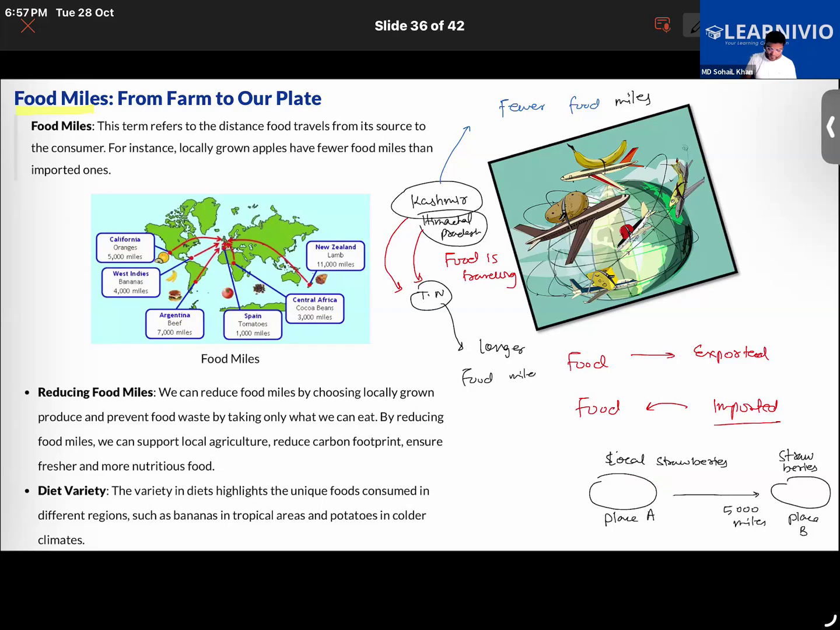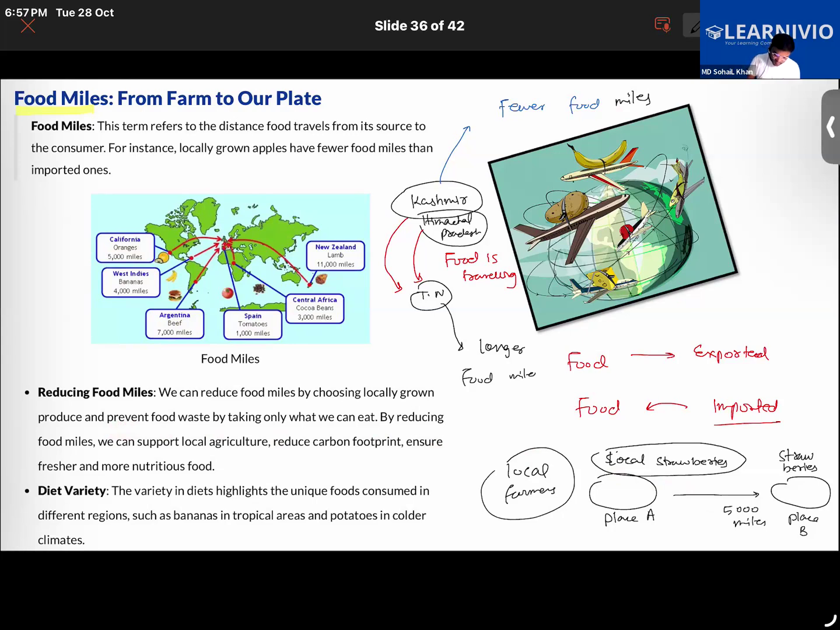Suppose if I were to buy the local strawberries from the local farmers only, the local farmers' income will increase and they will grow more local strawberries. Getting it now? Also, when food has to be transported to very far away places, fuel will be spent, the vehicles will be consuming fuel, and there will be release of carbon dioxide gas. In a way, it will lead to a bit of pollution also. So we should try to reduce the food miles.